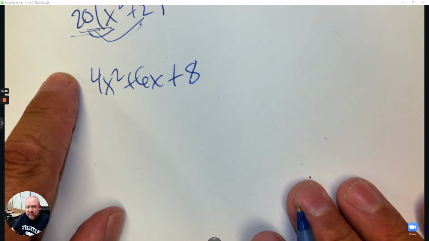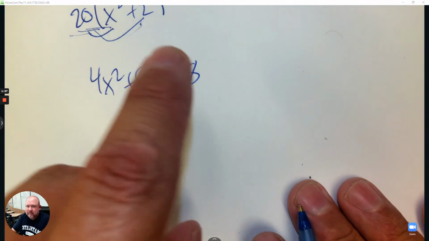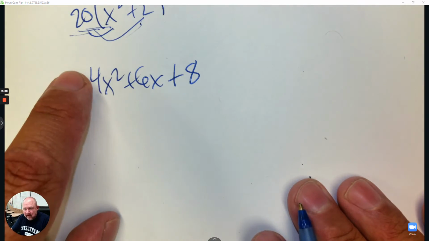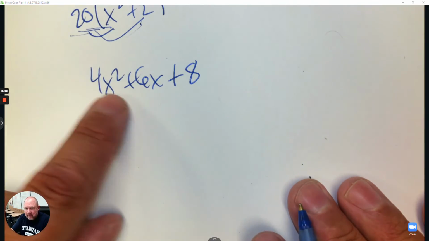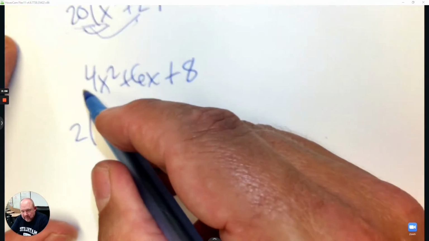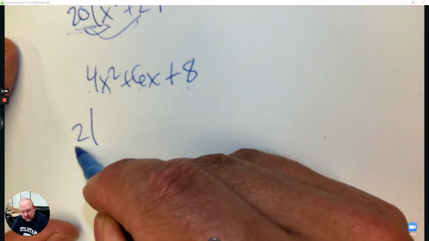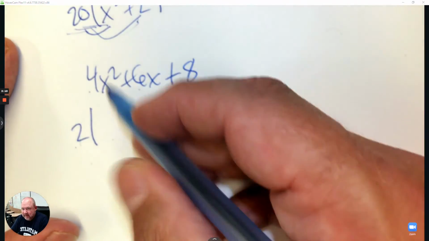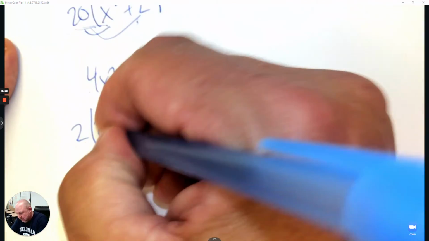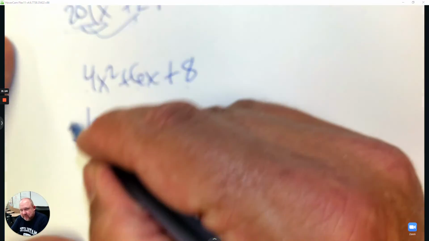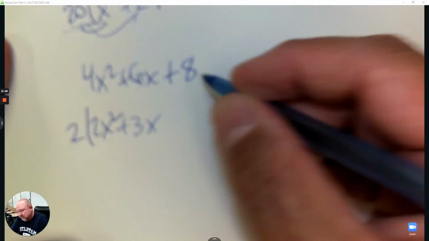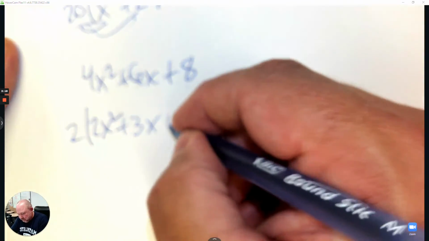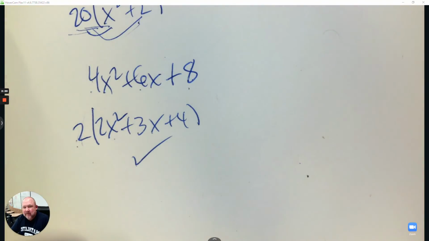So here we have 4x squared plus 6x plus 8. Write it down. You got to look at 3 numbers. What do they all have in common? So 2 goes into all of them. So we factor out a 2. That's what it's called. And we divide to see what's left. So 4 divided by 2 with an x squared. 6 divided by 2 with an x. 8 divided by 2. That's 4. And there you go. That's what it means to factor out a greatest common factor.